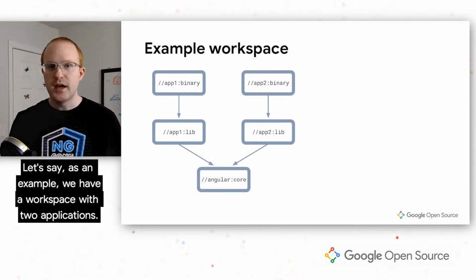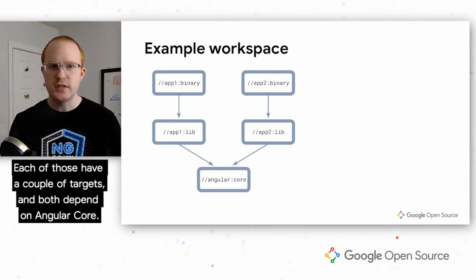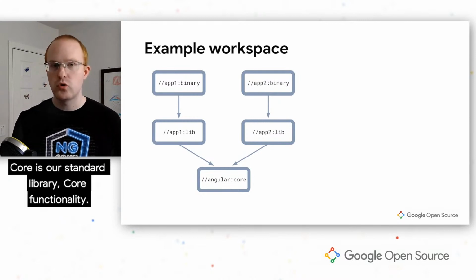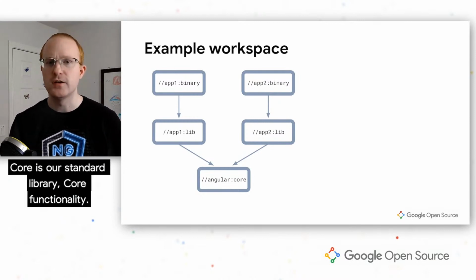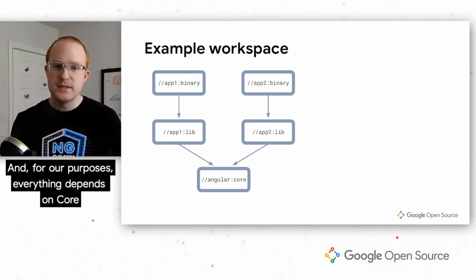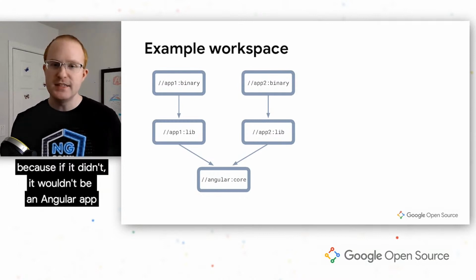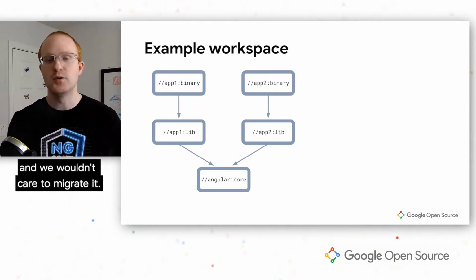Let's say, as an example, we have a workspace with two applications. Each of those has a couple targets, and both of them depend on Angular core. Core is our standard library of core functionality. And for our purposes, everything depends on core, because if it didn't, then it wouldn't be an Angular app and we wouldn't care to migrate it.